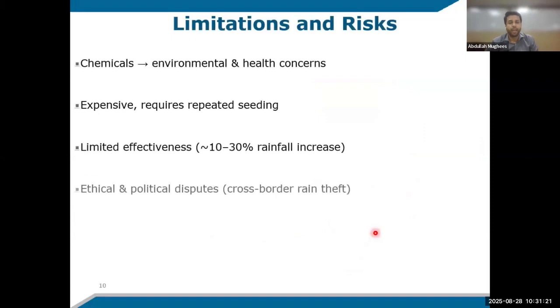So, limitations and risks. Yes, we have limitations and there are a lot of risks. We are spraying the chemical into the environment, and that will create environmental and health concerns, because whatever the chemical is, it's going to fall onto the ground.